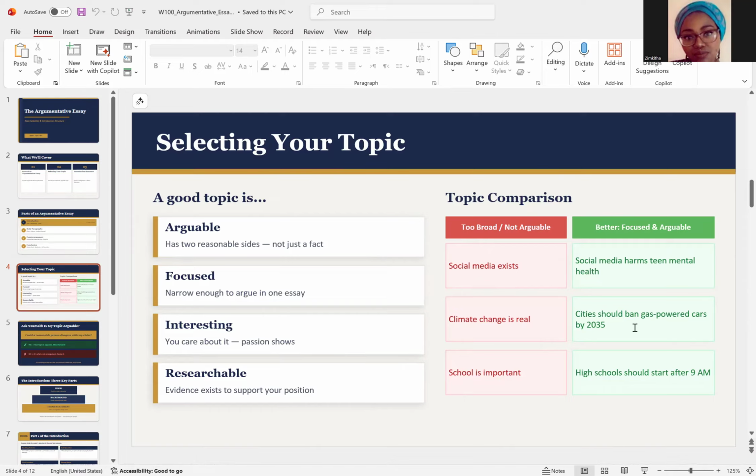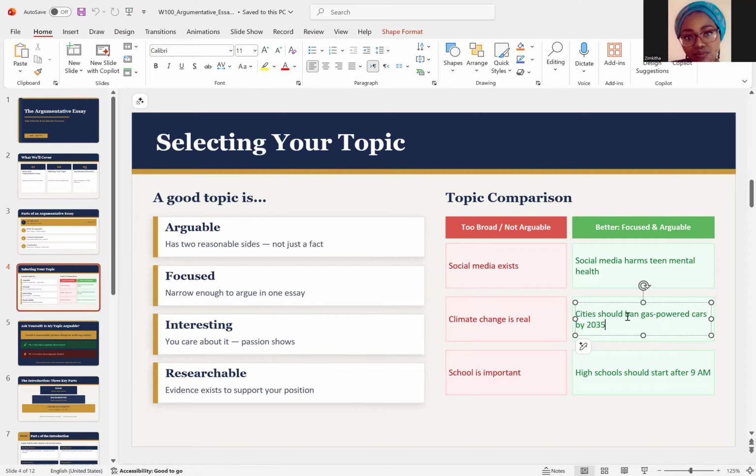That's a better topic because not only do you have it narrowed down, because climate change is too broad. Which one are you talking about? Are you talking about deforestation? Are you talking about us having to switch to solar power? What are you talking about? But in this next topic here, we have it. Cities should ban gas-powered cars by 2035. That is very specific. You're giving a date and you're telling people what about climate change you're talking about.